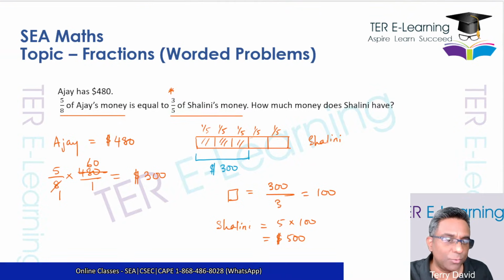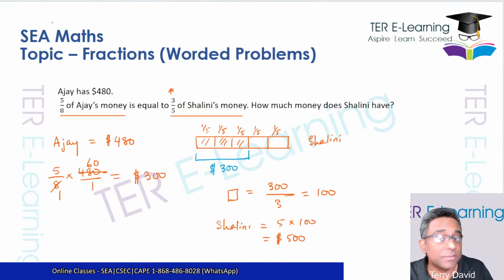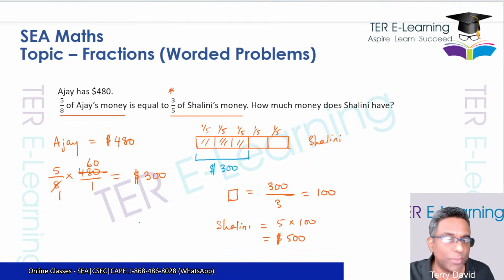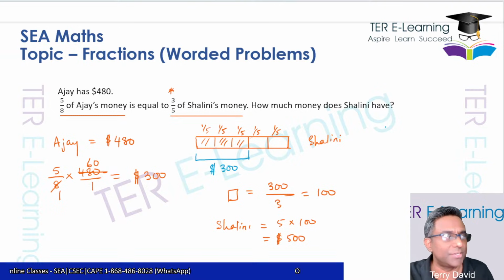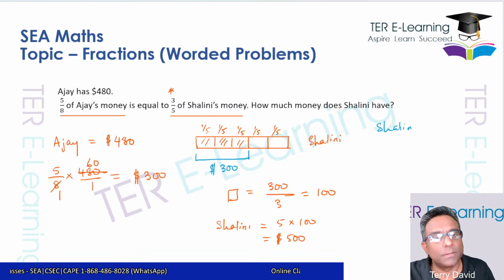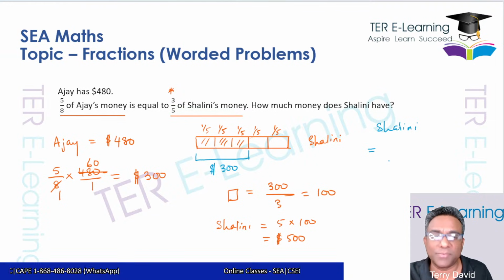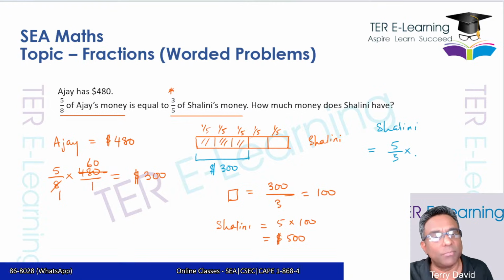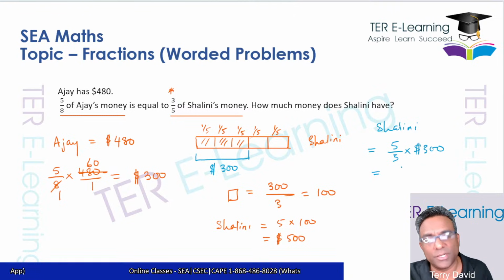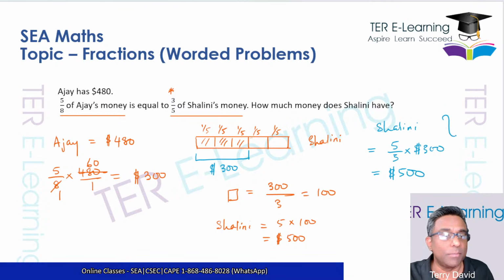Now this is visually what's happening here. But when you're in the exam and you are trying to work this out quickly, one fast way of working this out here is to do this. So for Shalini, since you know 300 is equal to 3/5, if I want to get the whole, all I need to do is to invert the 3/5. So put 5 over 3, and you're going to multiply it by the $300. In which case 3 into 300 will be 100. 100 by 5, you get $500. So if you are in the exam and you want to move quickly, my suggestion is to go this route here. But visually, I want you to understand what's happening.